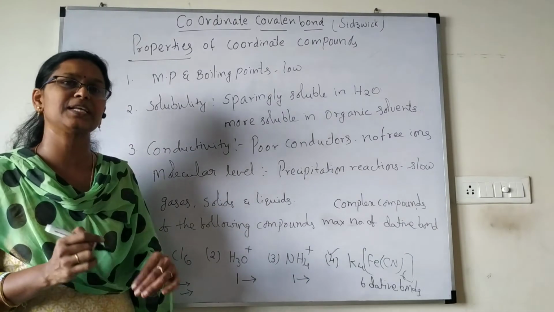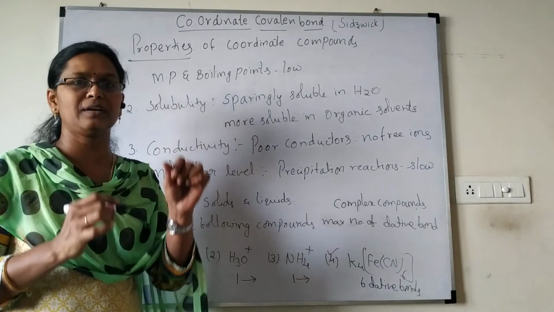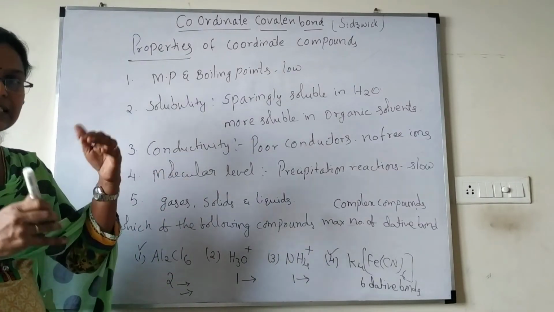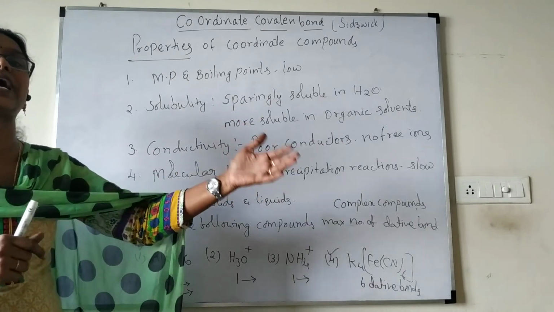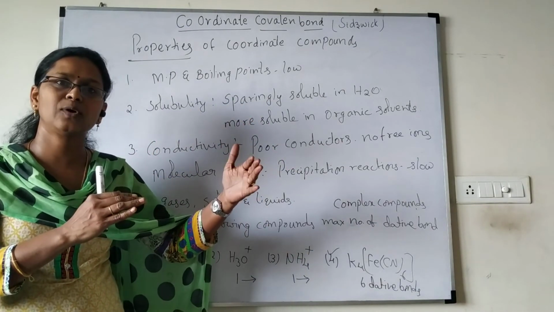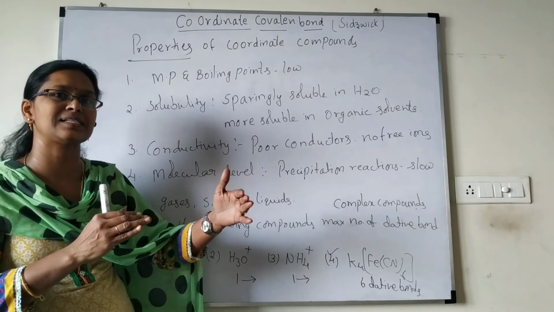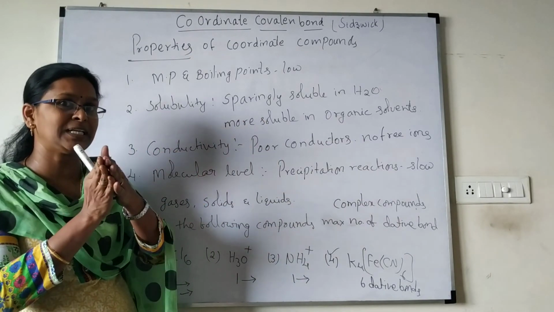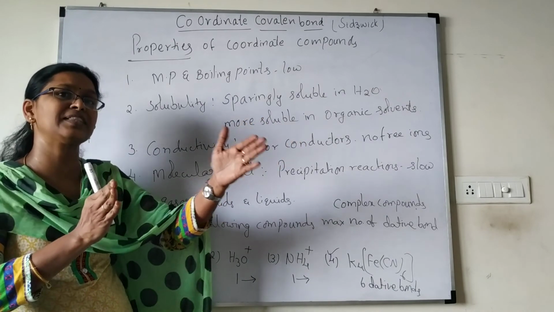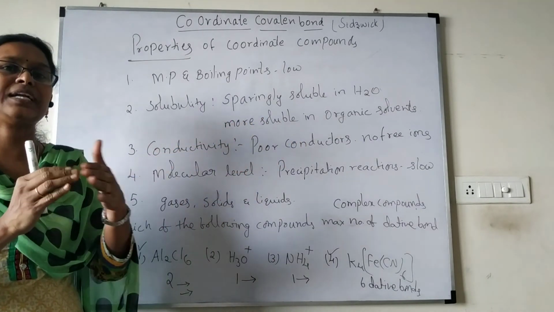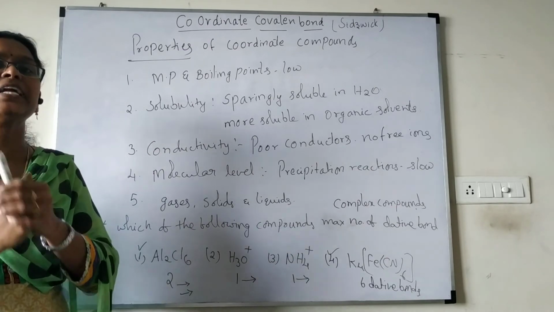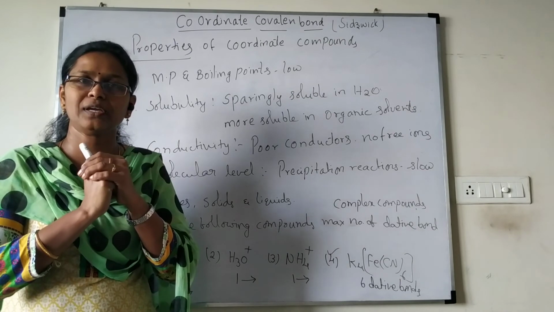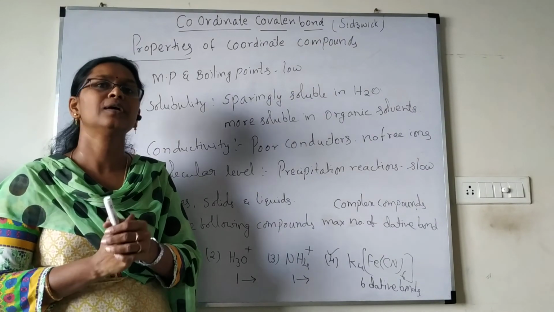Dative bonds always depend on the number of lone pairs of electrons. One atom is electron deficient, and the other is ready to donate the electron pair. That is why we also call this an electron pair bond, from one particular atom to the next, which has the deficiency. So that is the reason we can explain that a dative bond is also called a semi-polar bond.